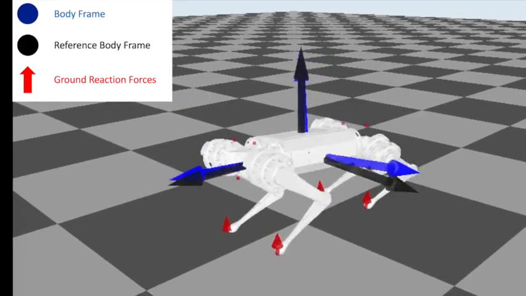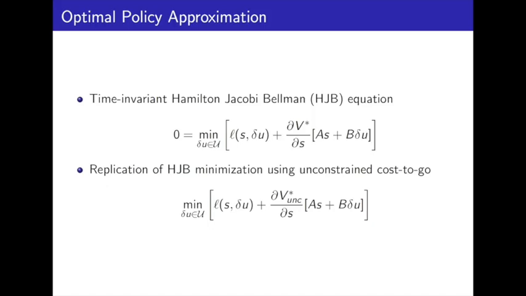Recall that control input constraints are not included in the previously mentioned linear optimal controller. Including constraints in that formulation necessitates computationally intractable solution methods, such as the Hamilton-Jacobi-Bellman partial differential equation. To avoid such solution methods, our controller replicates the HJB minimization, but does so using the unconstrained cost to go, which comes from the linear controller, as a proxy for the constrained cost to go.